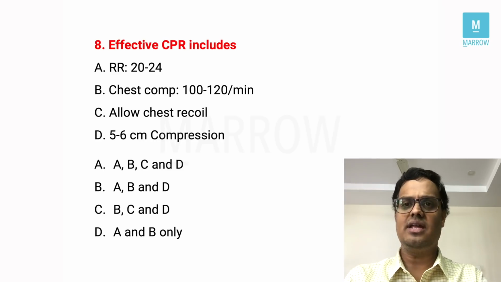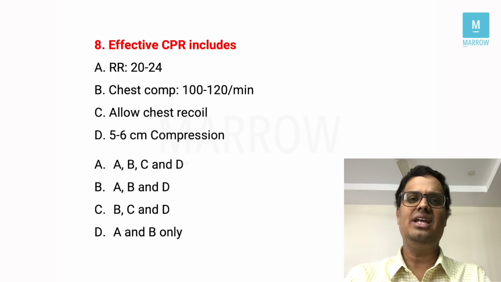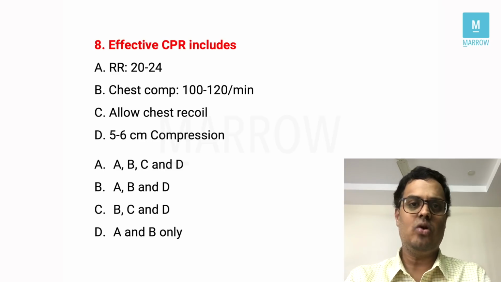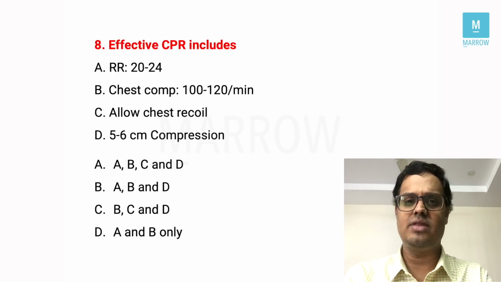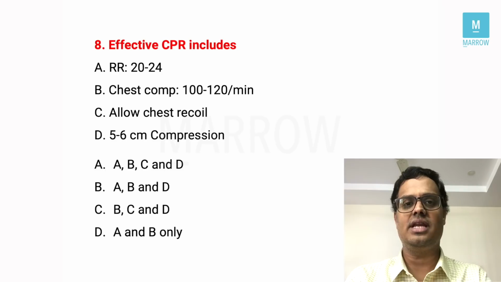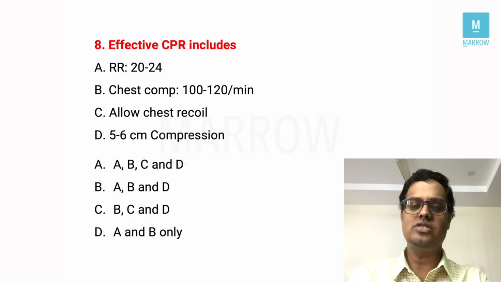The first one, they said 20 to 24 per minute. They have not mentioned anywhere whether it is adult or pediatric. If they don't mention it, generally we consider it as adult most of the times, unless they specifically mention pediatric or pregnant patient. As I just discussed, we don't give 20 to 24 breaths per minute because if we increase the breath rate, it will reduce the cerebral blood flow. So the first option is ruled out.